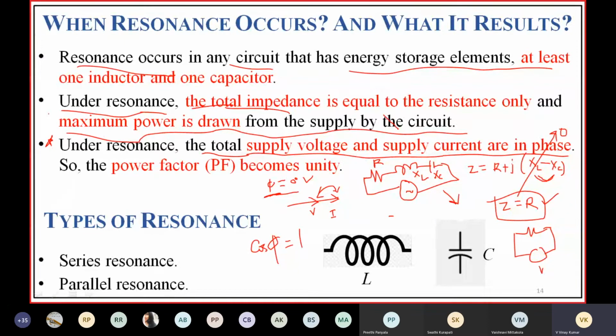And one more point is, the total impedance is equal to the resistance only. Even if it is a parallel circuit, you make the imaginary part 0 in the parallel circuit, then the total impedance must be equal to resistance only. In a series RLC circuit, the total impedance is equal to resistance and the power factor is equal to 1. Types of resonance: we have two types, series resonance and parallel resonance.